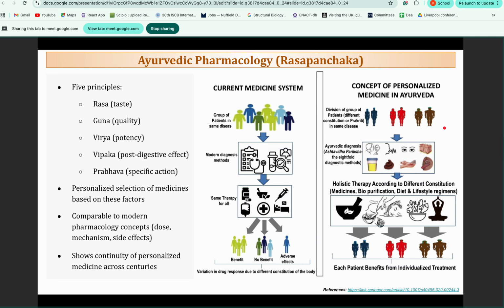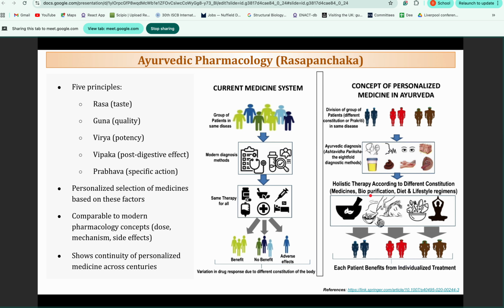For example, if a patient is suffering from cold or fever, we'll see what the body type of that particular person is, we'll see his prakriti, whether he is of the kapha type, pitta type, or vata type. In that way, vata, pitta, kapha, all these characteristics are studied for that particular person. So we divide the patients into these three groups, three prakritis. And there is Ayurvedic diagnostics, in which there are Ashtavidh Pariksha, the eightfold diagnostic methods, in which they check for these eight properties in that particular person. So this is a holistic therapy according to different constitutions.